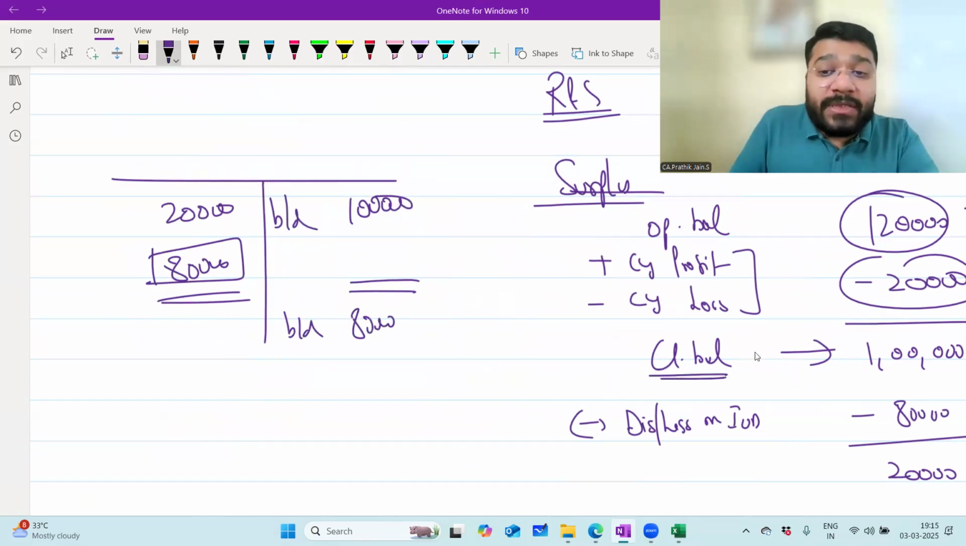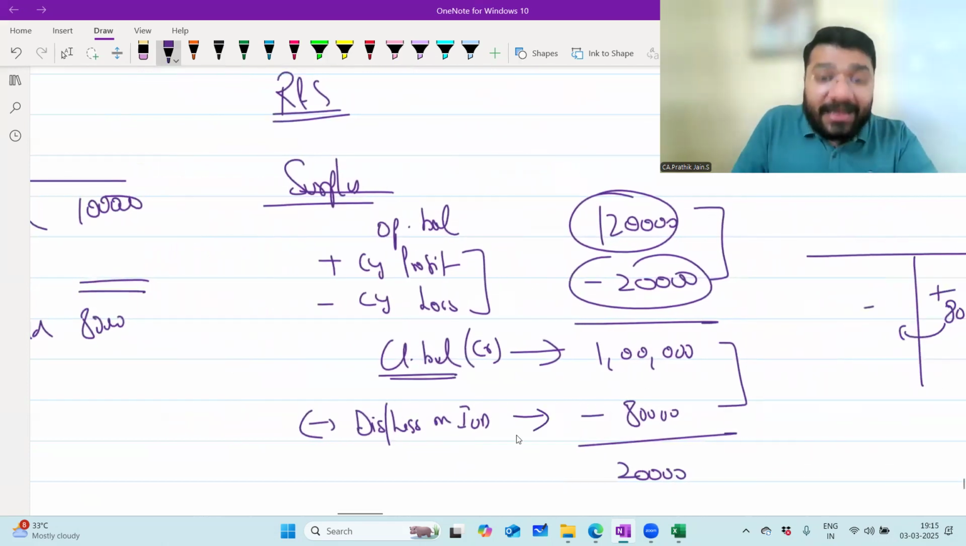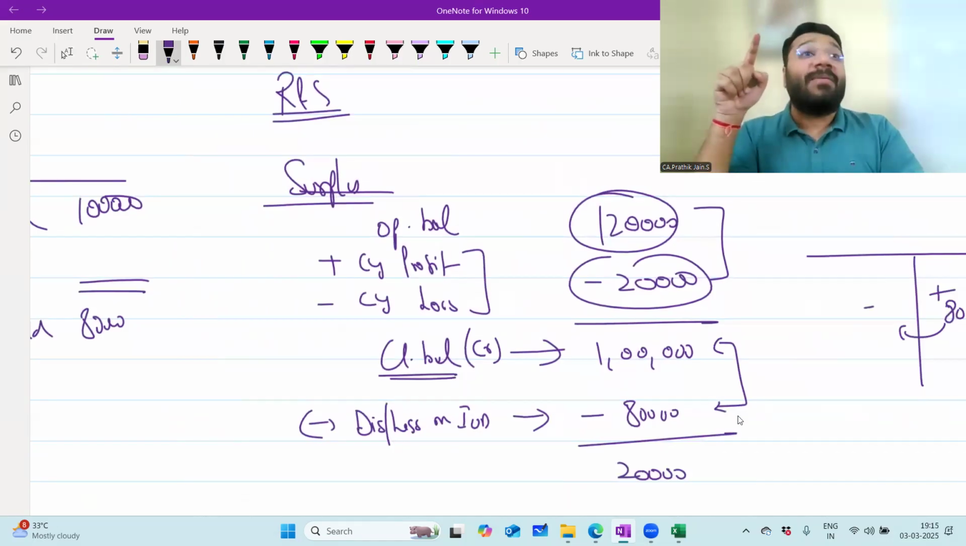The balance brought down 80,000 is coming on the credit side. So this is a closing balance which is credit in nature. So this is the balance of one ledger. Whereas this is the balance of another ledger. Both are two different ledgers. The impact is the same as that which we do in the fixed asset, no?